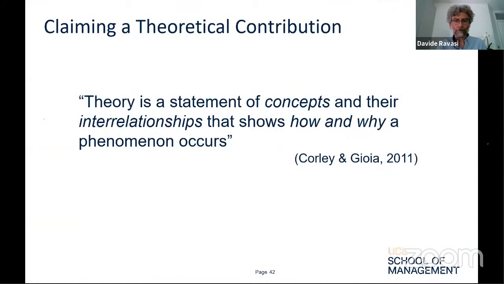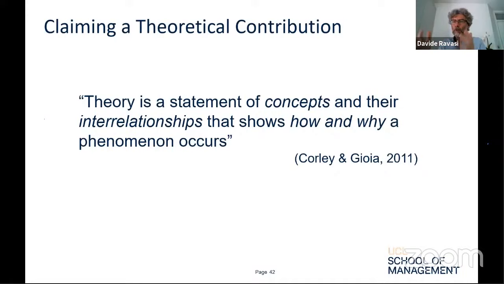To do that, I think it's important to ask: what is a theory? Kevin Corley and Dennis Gioia, in an article about theoretical contribution, summarize it in a useful way. We could debate for hours about what a theory is, but a good working understanding is that a theory is a statement of concepts and their interrelationships that shows how and why a phenomenon occurs. It's some concepts, and then some ways in which these concepts are connected that help us understand how a certain phenomenon happens. Of course, not everyone will agree with this definition, but it is consistent with the use of this particular method.